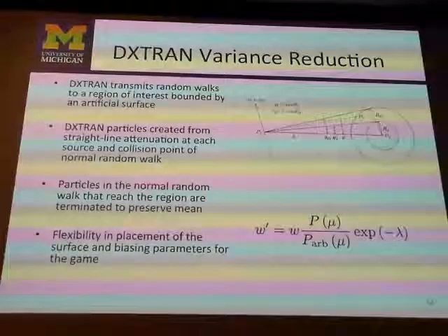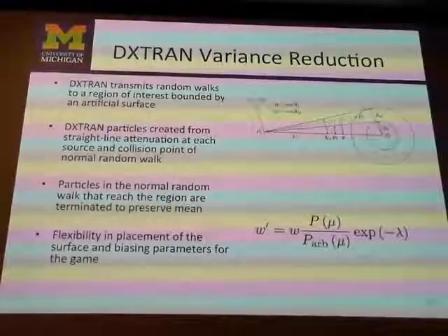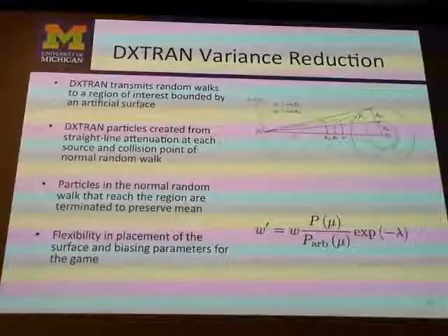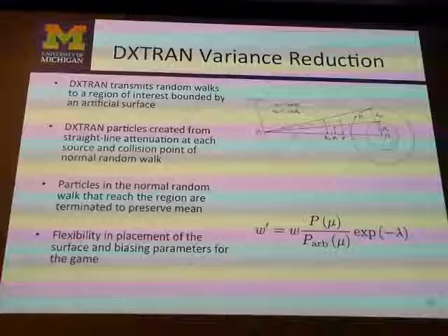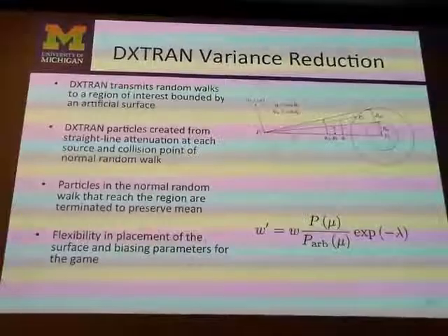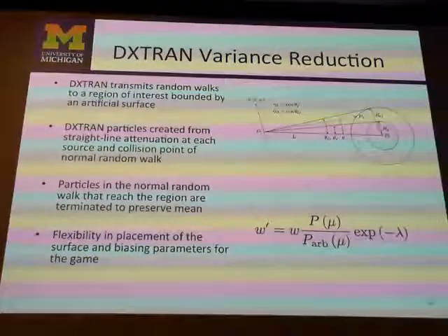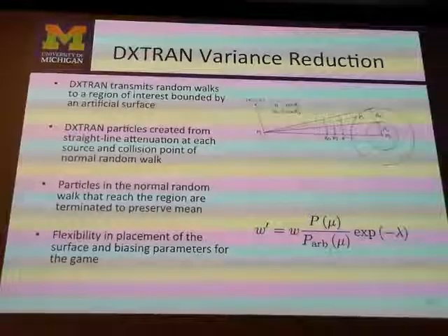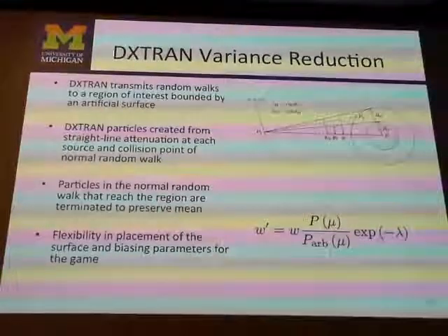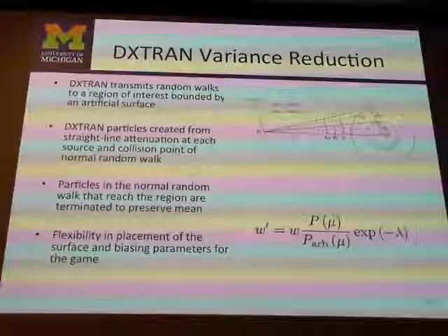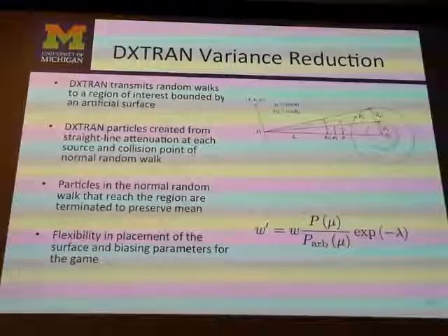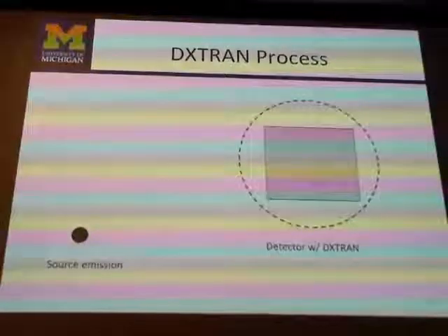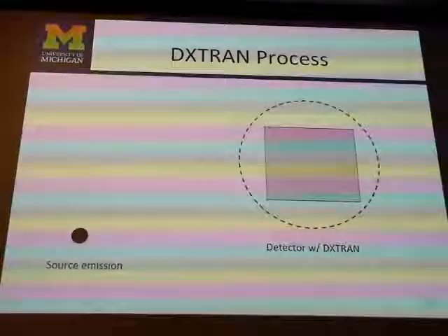So DXTRAN, what it does is we surround a region of interest with some object, a sphere or box or something. And this DXTRAN surface, this box, sphere, what have you, acts like a magnet for particle contribution. So as you're going through the random walk, you're pulling particles over to this part. You're doing it in a statistically fair way. All right, so let's do a clip art cartoon here to kind of illustrate how it works.